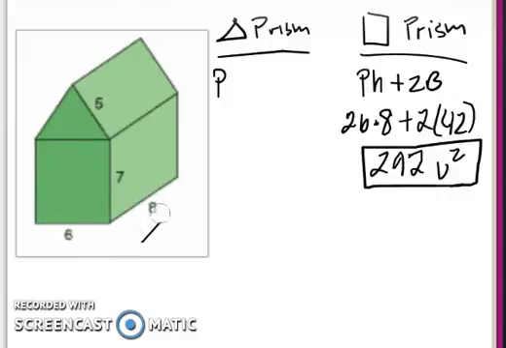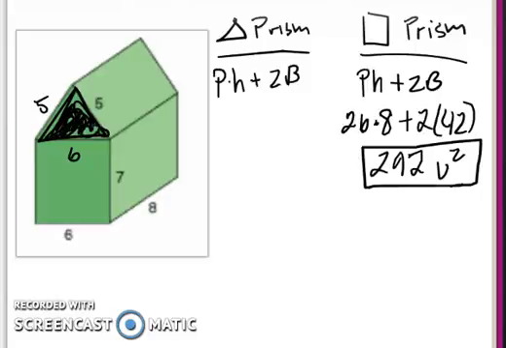Now I'm going to find the surface area of the triangular prism. For the prism, it's going to be P times h plus 2B. But this time my base figure, this is a 5 and this is a 6, is this piece. It's a triangle, so I'll fill that in. My perimeter is going to be 5 plus 5 plus 6, which is 16. My height is still 8, the distance between the two.